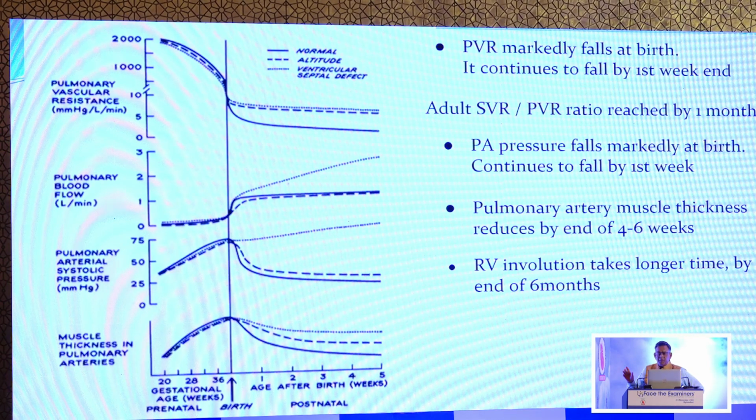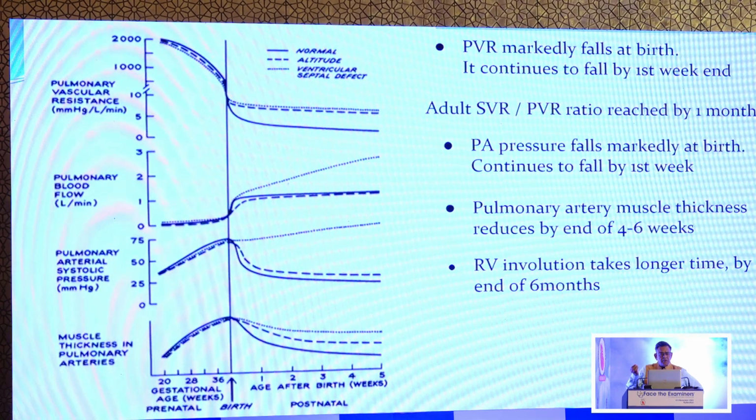Interesting thing here is that the pulmonary artery muscle thickness reduces totally by 4 to 6 weeks. But remember, the right ventricle was the more dominant, hypertrophied ventricle that also has to shed muscle. That takes time. That takes about 6 to 8 months. And that will come into play when there is a pre-tricuspid shunt. In post-tricuspid shunts, the pulmonary artery is exposed to the high pressure of the left ventricle. They don't get time, pulmonary arteries don't get time for involution.